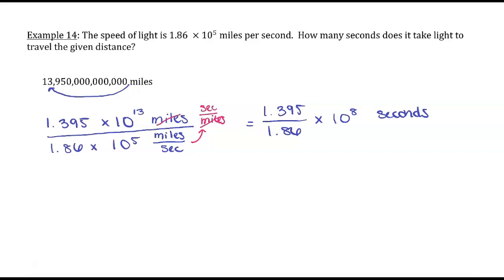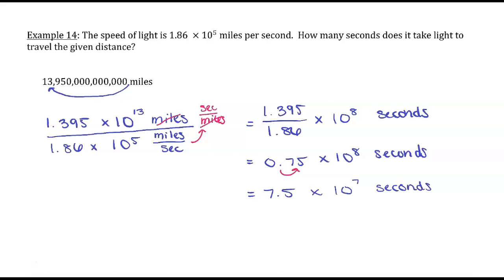Dividing 1.395 by 1.86, we get 0.75 times 10 to the 8th seconds. It's tempting to stop here, but remember, this value for a here needs to be at least 1, and 0.75 is smaller than 1. So we need to move this decimal place over to the right 1 place. But we can't simply just change this to 7.5. We need to adjust our exponent of 10. That will bring our exponent of 10 down 1 place. So now we have 7.5 times 10 to the 7th seconds.